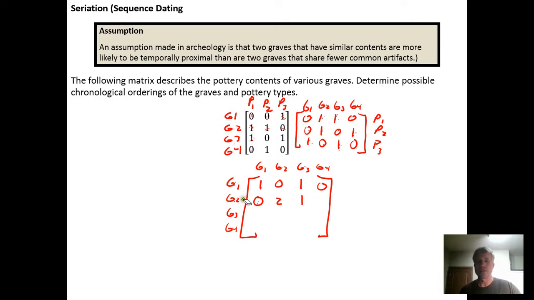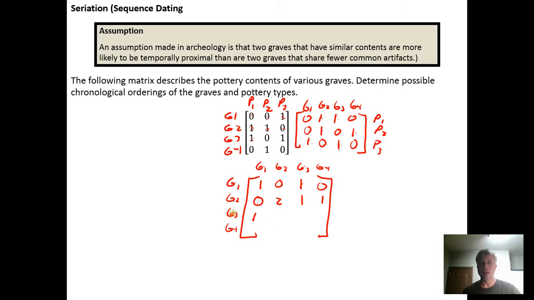So this entry here is row 2 dotted with column 4. So we're working grave 2 versus grave 4. So we get 1 times 0 plus 1 times 1 plus 0 times 0 is 1. Grave 2 and grave 4 have one pottery type in common. This entry will be, how many pottery types does grave 3 have in common with grave 1? But we already know that because we calculated grave 1 in common with grave 3. So this 1 is going to pull down and be symmetric across the diagonal.